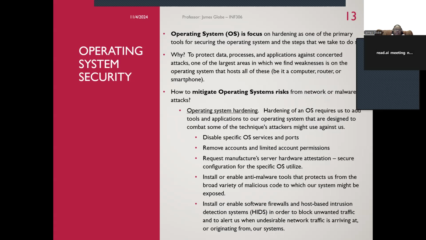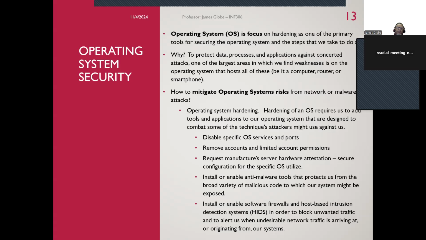All right, next topic and last topic for this week would be around operating system security. Operating system security focuses on hardening as one of the primary tools for securing the operating system, and the steps that we take to secure the OS. Why? To protect the data, the applications running on it, any sensitive information, any sensitive customer or pricing information that's on the operating system, any account information that could be stored in a file on the operating system.